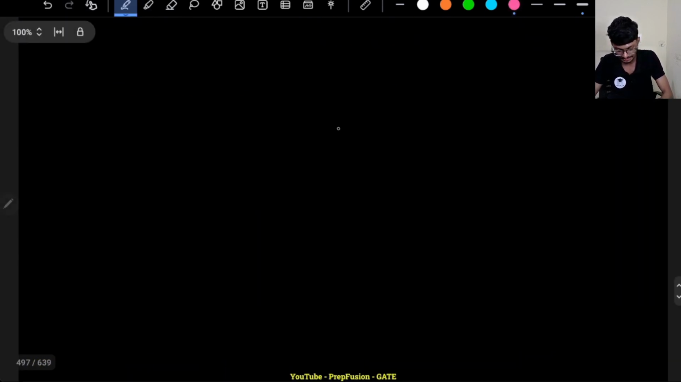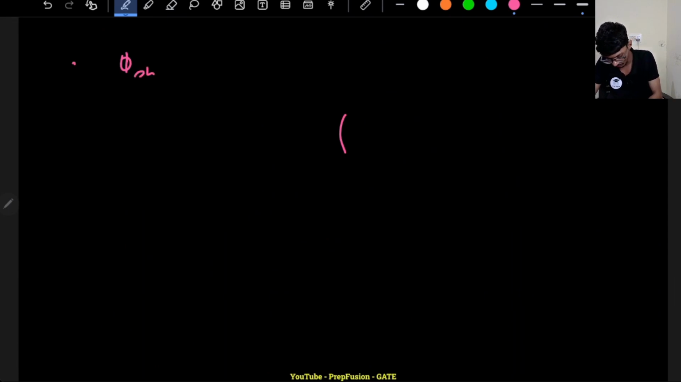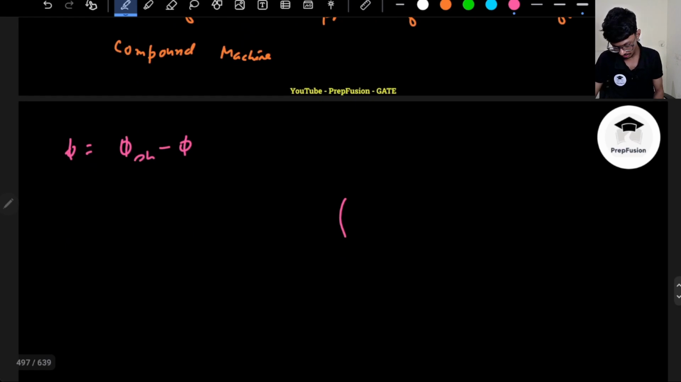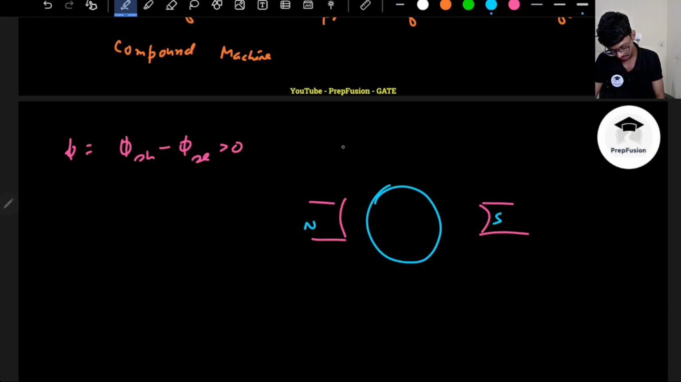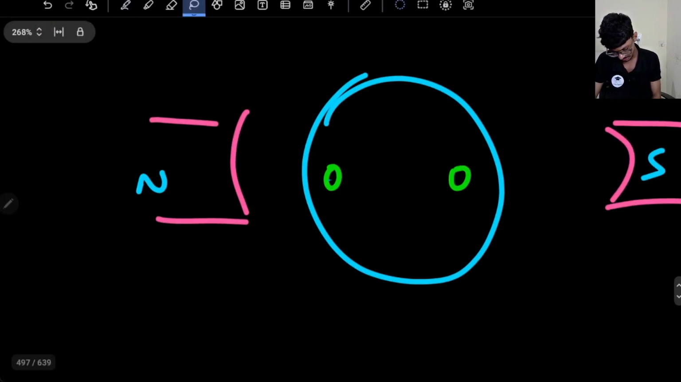So what we know is that overall it will operate as a differential compound motor, but the assumption is still that the shunt flux will be dominating in nature. So if I draw the motor, and if initially in case of generator this was the north pole and south pole, and this is my armature, okay, and let's assume the armature rotor directions.